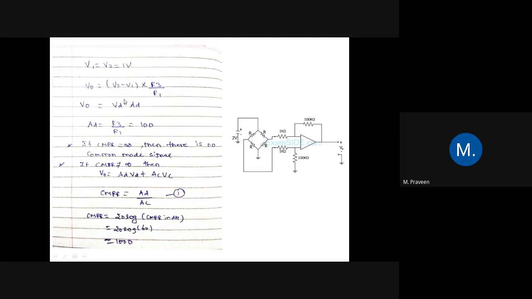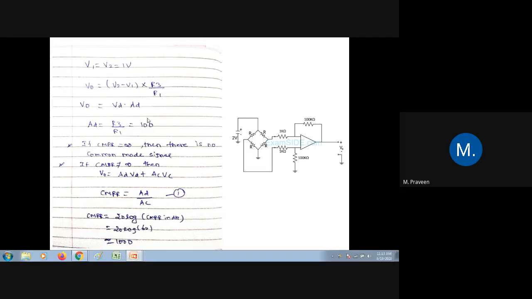We can mention V2 minus V1 as VD, the difference voltage, and R3 by R1 is the differential gain, A suffix D. So we can write the same formula as V naught equal to VD into AD. Now we can easily find AD. AD is nothing but R3 by R1. If you divide 100K by 1K, you get the differential mode gain as 100.